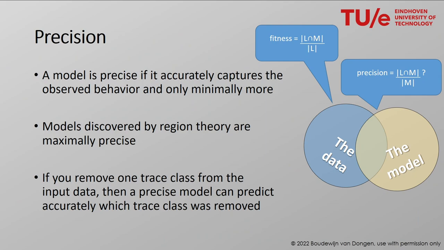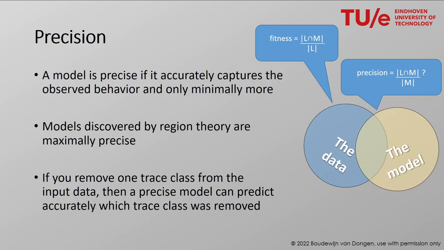So, precision, right? I mentioned already, you could argue precision is the intersection of log and model divided by model. But in most cases, models are infinite. You've seen region theory this morning, a little bit, right? So the original region theory, as it was developed, let's say in the 70s and 80s in the Petri net community, what this theory did was make a maximally precise and 100% fitting Petri net. Maximally precise in the sense that if you get a result, it's not possible to add places to that Petri net without at least breaking one of the observed sequences. But they didn't talk about logs, they talked about specifications of systems.